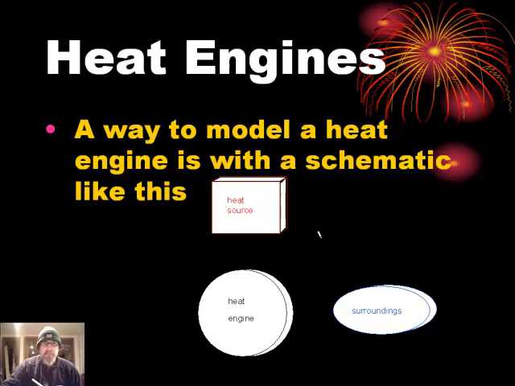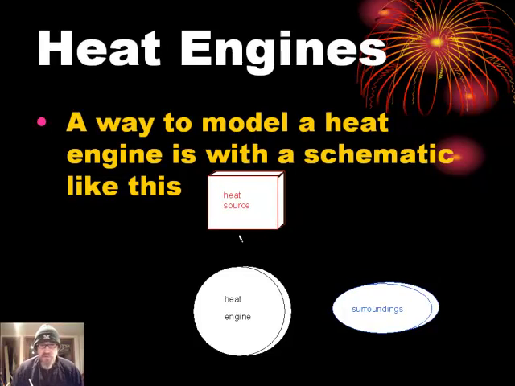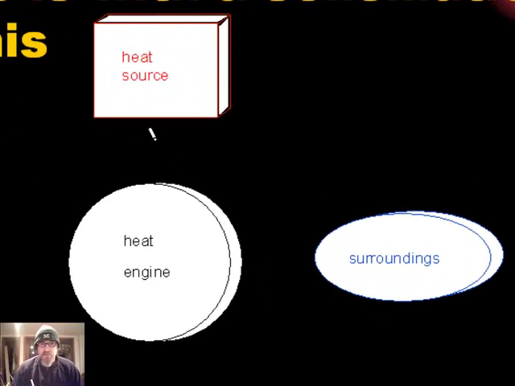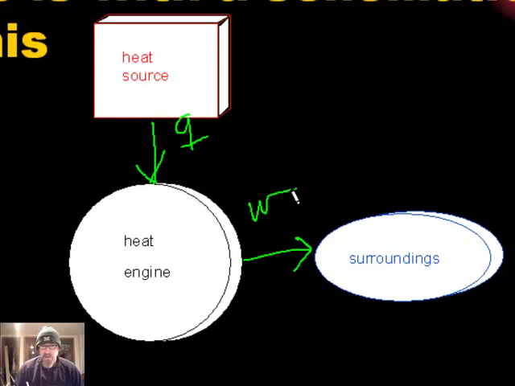That's a heat engine. This is a little schematic device that we can use to model what's going on with energy flow in a heat engine. The heat engine takes energy from a heat source, like burning gasoline or something like that, and the heat engine transforms that into work that it now does on the surroundings. That's the idea behind a heat engine. Take heat, take Q, and change it into W.